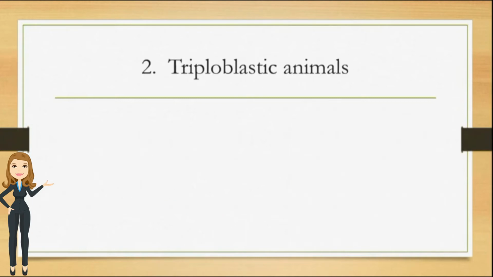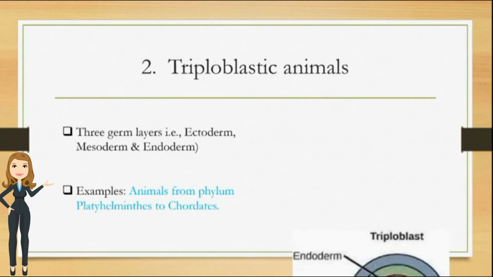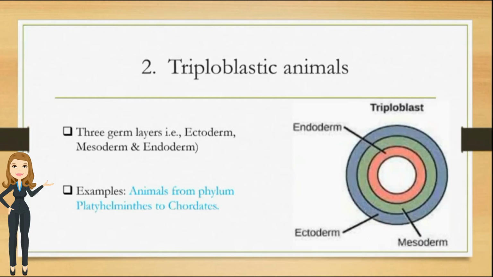Now moving towards our triploblastic animals, as their name indicates, triplo means 3, so these animals have 3 germ layers, ectoderm, mesoderm and endoderm. These animals have specialized cells, organs and organ systems. Examples of triploblastic animals include animals from phylum Platyhelminthes to chordates.